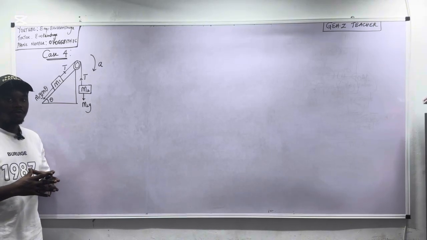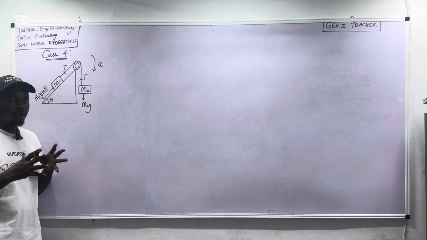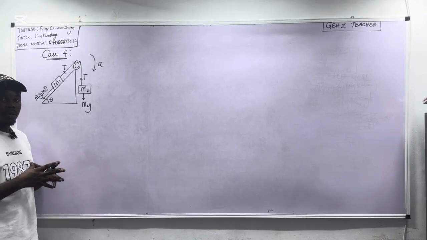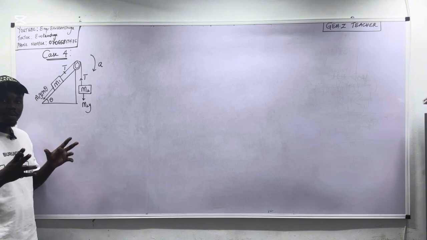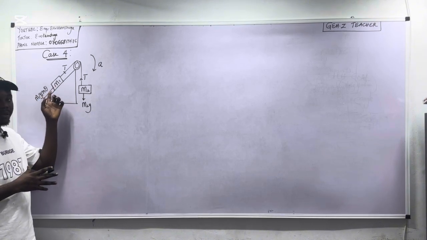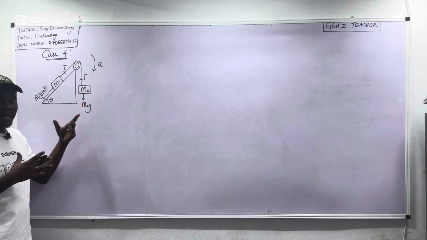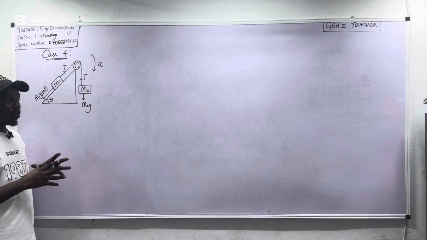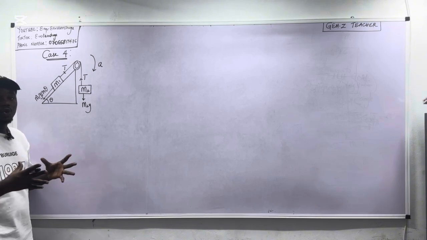Now, moving on from the last case for motion of connected particles, we're now into case 4. In this case 4, we have two masses again. We have a mass on an inclined plane and a mass hanging freely, and we'll be asked to find the acceleration of the entire motion. Now how do we do this?